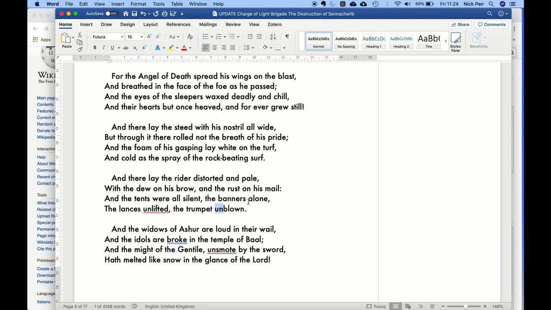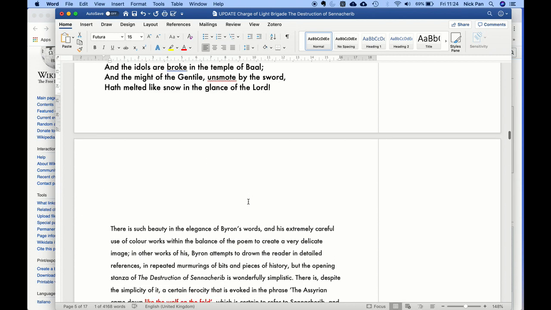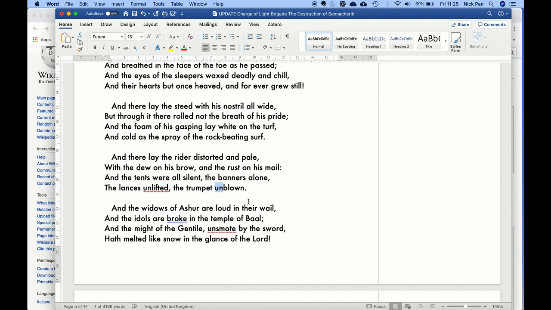"And the widows of Asher are loud in their wail, and the idols are broke in the temple of Baal," you could say. "And the might of the Gentile, unsmote by the sword, hath melted like snow in the glance of the Lord." Okay, so the widows of Asher are loud in their wail. Ashurbanipal is a famous Assyrian ruler, and they don't obviously worship the same gods.